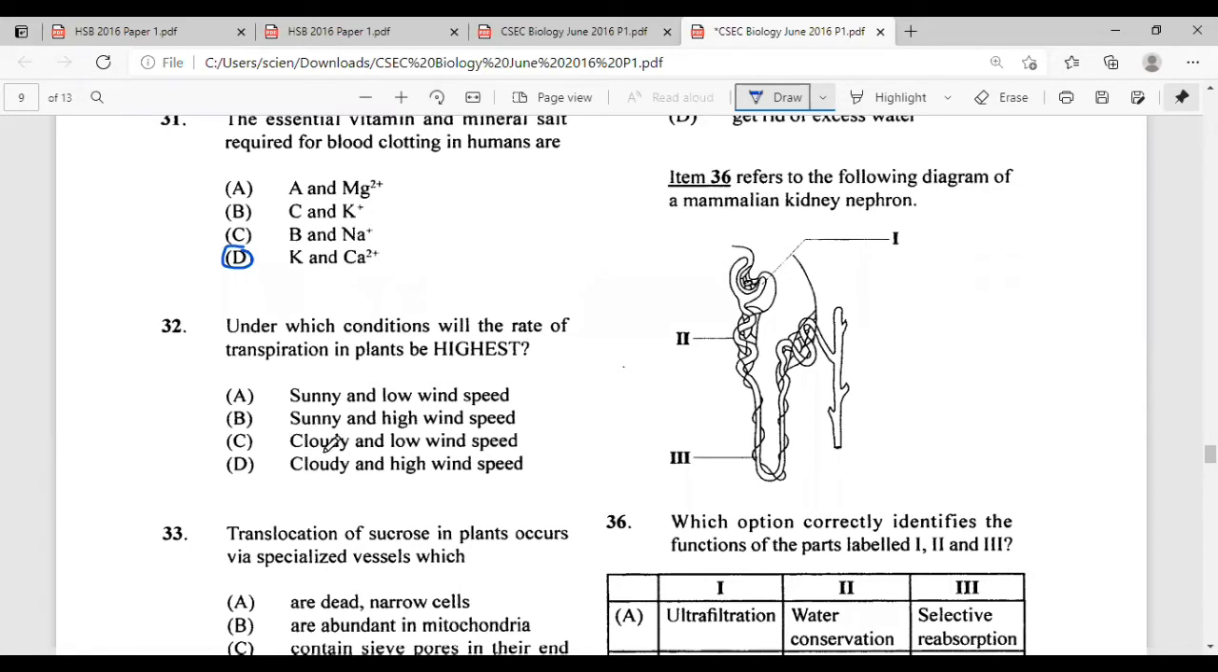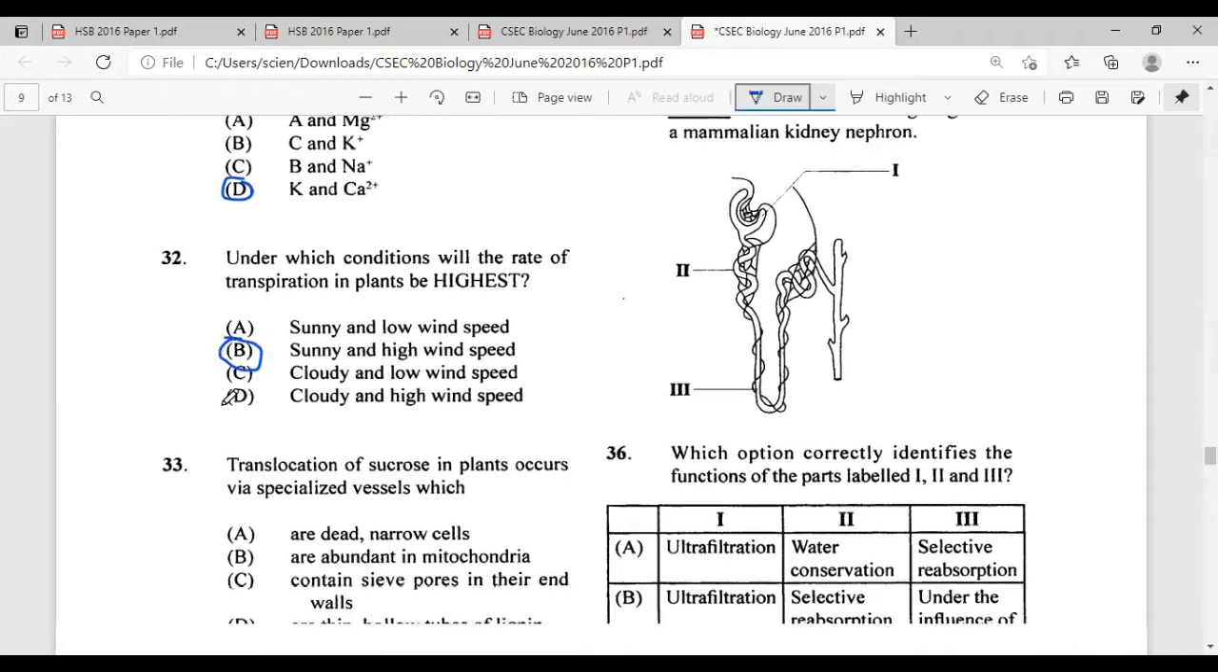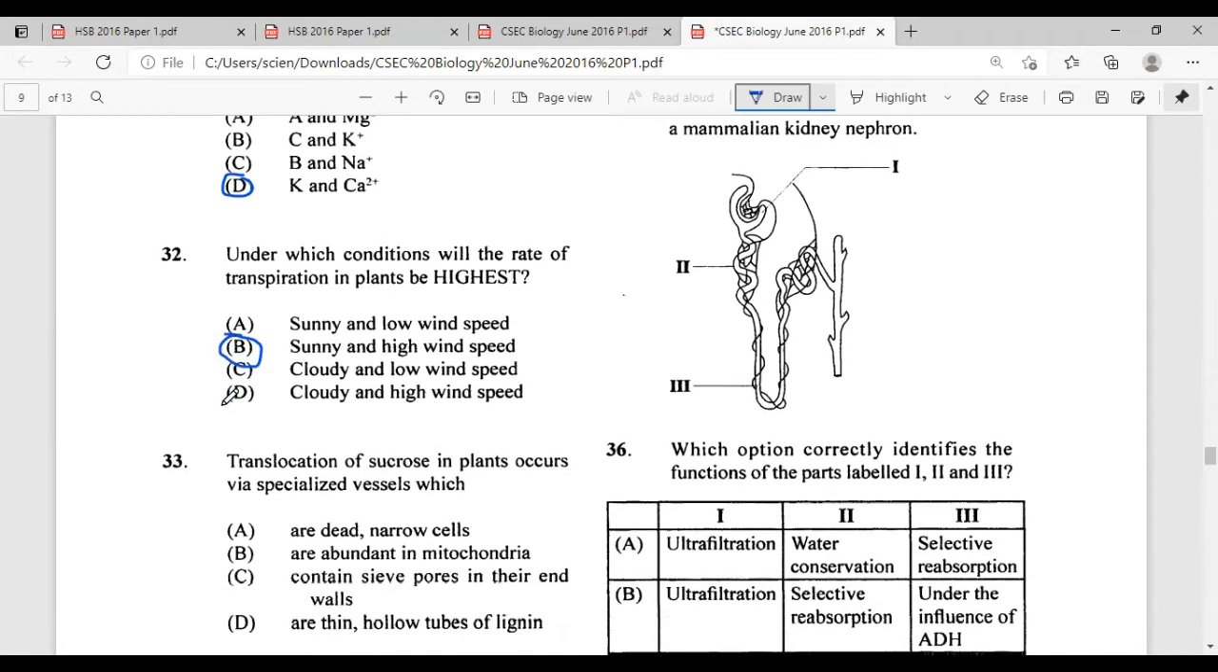So this is a pretty simple one. If we're talking about water being lost from plants, we have to eliminate cloudy. Water won't be lost as much on a cloudy day. So C and D are out of it. So we're stuck with A and B. So is it sunny, low wind speed or sunny, high wind speed? So if you want a lot of water to be lost, it has to be sunny and high wind speed. So there's a lot of wind. So it's a windy day.